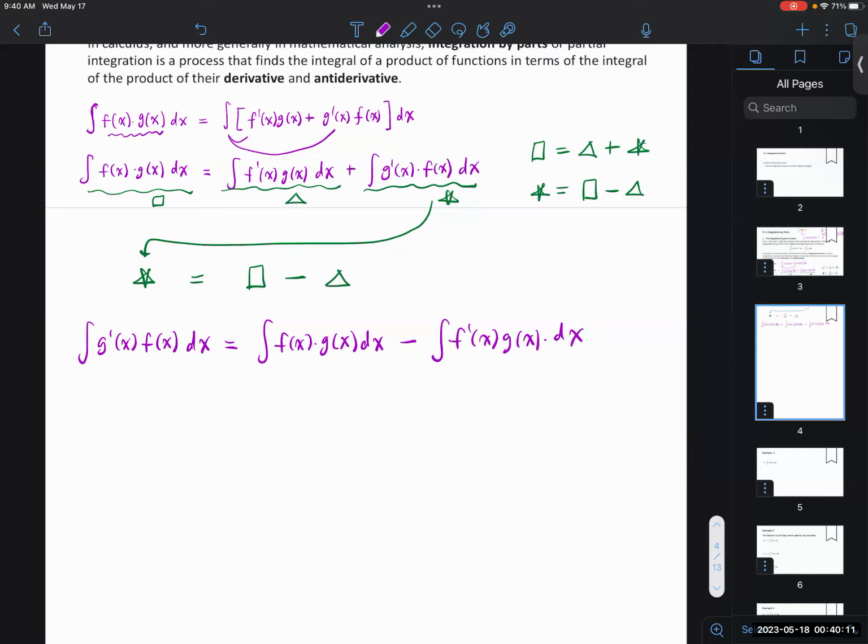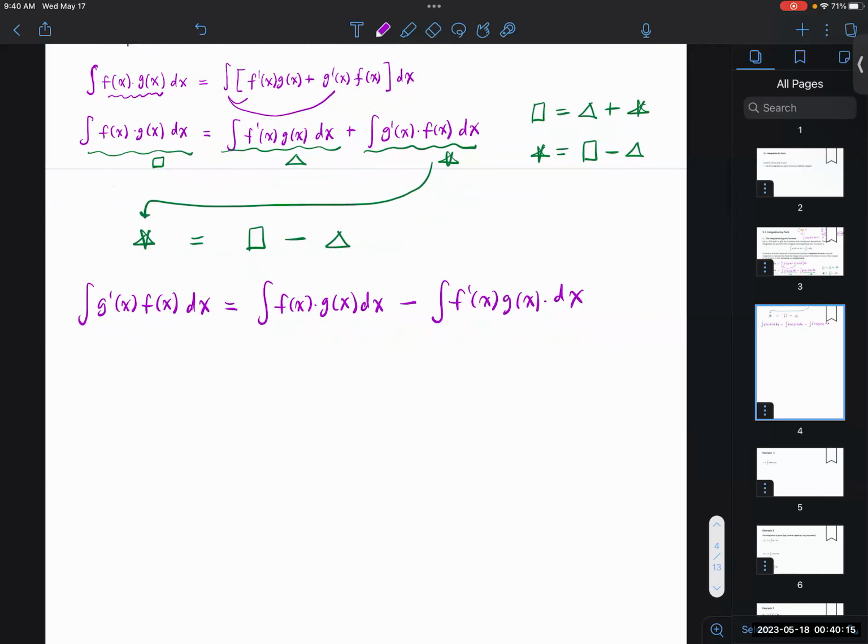And then here, I'm going to change the order a little bit because this derivative is bugging me a little bit. So the integral of f of x first, g prime dx, is equal to, there's no prime, so f of x g of x dx, and I'm going to change that order again. So g of x first, f prime dx.